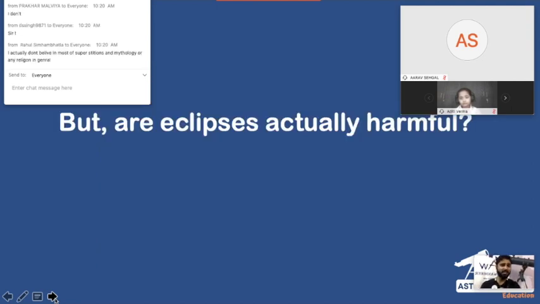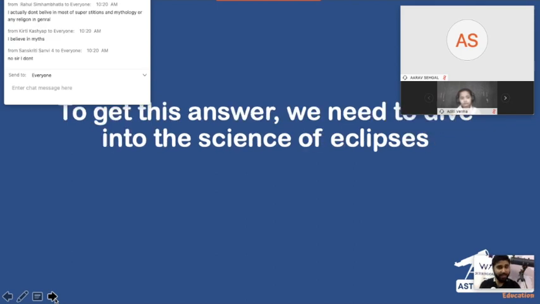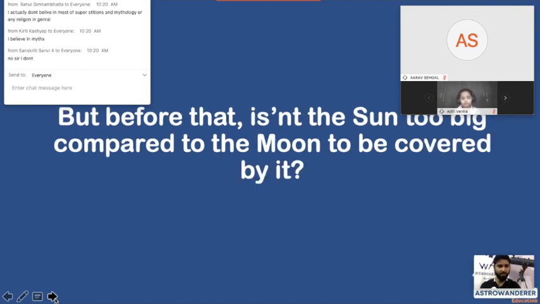But are eclipses actually harmful? Now, to know if eclipses are actually harmful, we need to understand the science of the eclipse. And to understand the science of eclipse, we have a few general questions. Now, people say in an eclipse, the sun is covered by the moon, especially in the solar eclipse. But I believe the moon is too small to actually cover the sun, right?